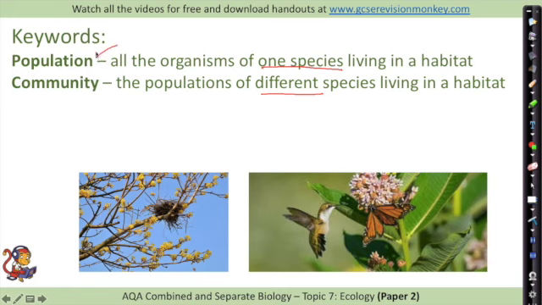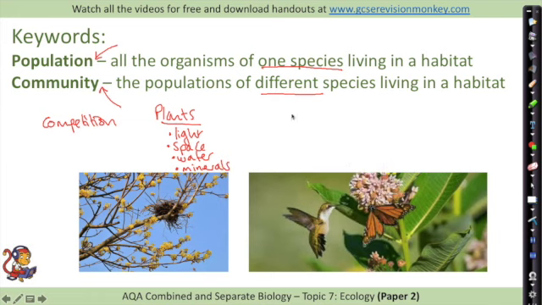Fundamentally, whether you're talking about the individuals within a population or the individuals within a community, there is a lot of competition between those individuals. For example, plants would compete with each other for things such as light, space, water, and minerals or nutrients that they take up through their roots.